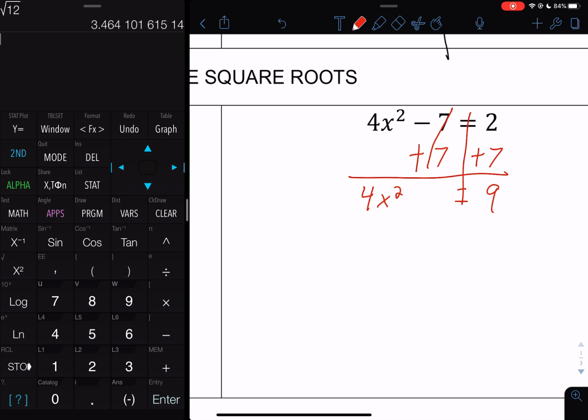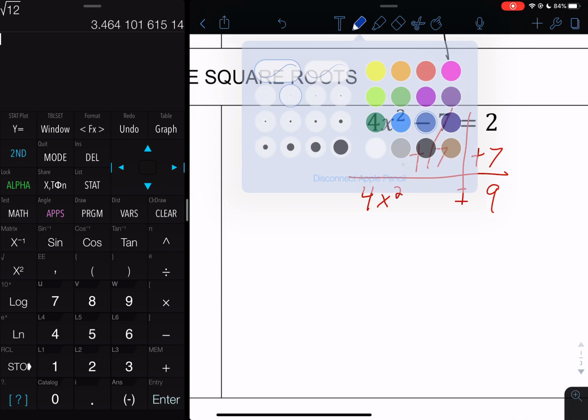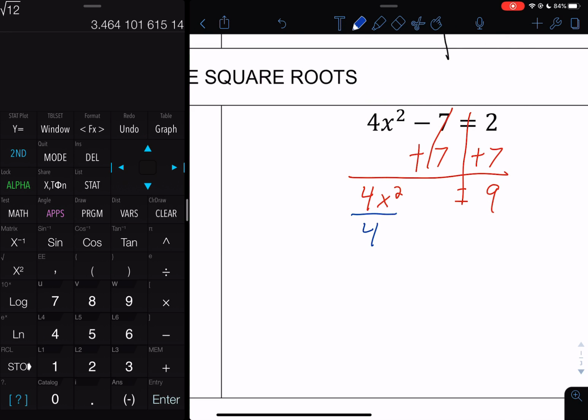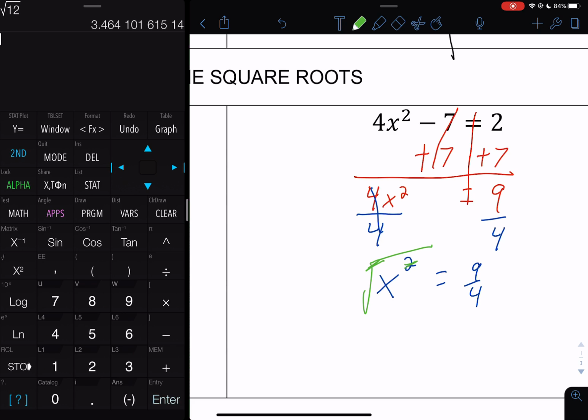Okay. And now I want x by itself. Let me divide by 4. I'll divide by 4. That cancels out. And now I have x squared equals 9 over 4. Just like before, we are going to apply the square root to the left so that it cancels with the square of the x, and I'll apply it to the right.